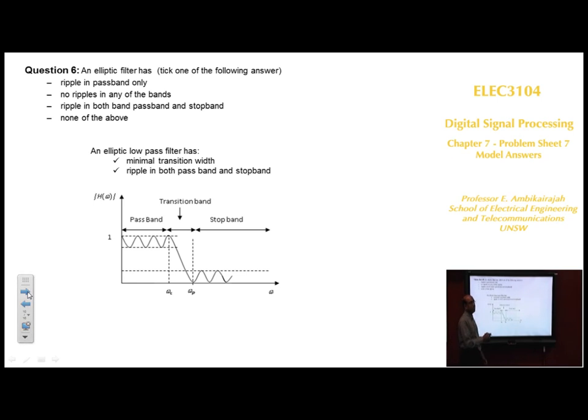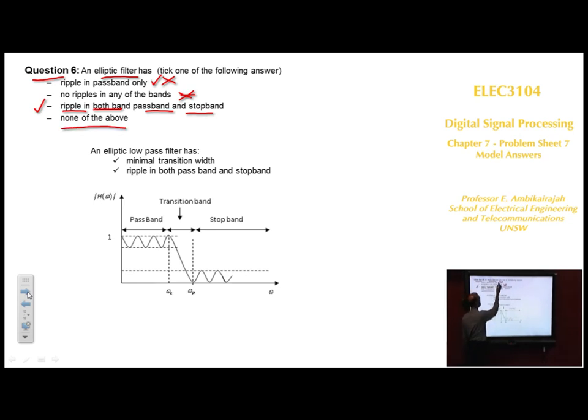And the last part is a multiple choice question type. Elliptic filter has ripple in the passband only? No, that's not correct. No ripples in any of the band, that's the Butterworth filter, the only one. Ripples in both bands, that's definitely the elliptic filter. None of the above, that's not true either.